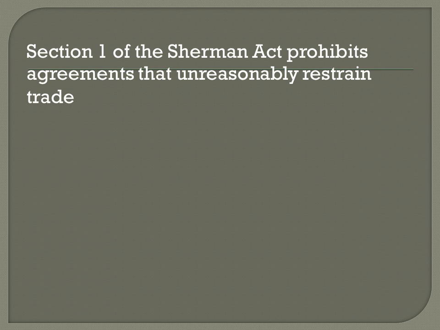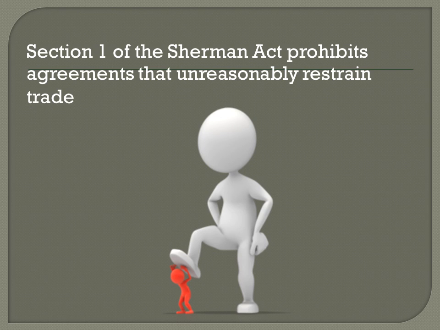Section 1 of the Sherman Antitrust Act prohibits agreements that unreasonably restrain trade. The purpose of this section is to prohibit people who should be competing with one another from instead conspiring with one another to drive up prices that affect consumers.